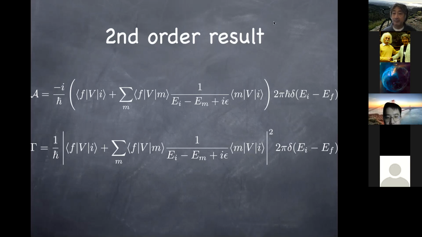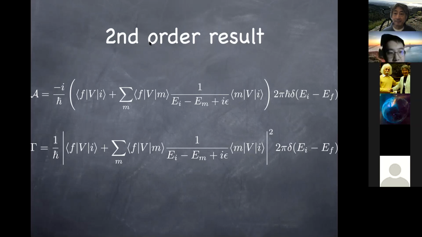Any questions about that? Yes, I have a question. Go ahead. Is gamma just the absolute value of A squared, right? No, A squared over the time interval. This is the rate of transition.